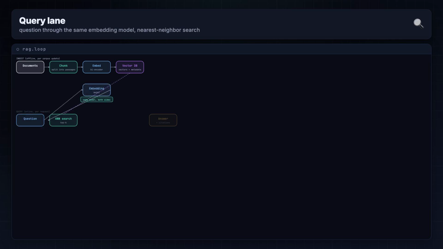Bottom lane, query online. A question comes in, goes through the same embedding model into a query vector, then nearest neighbor search pulls the top matching chunks out of the database. I'll glow the shared embedding model crossing both lanes. That's the rule. Same model, both sides.